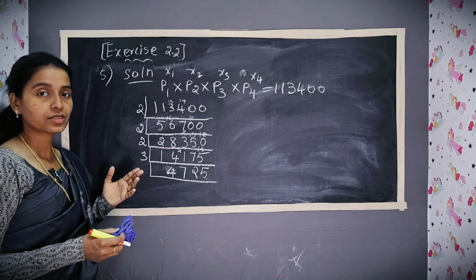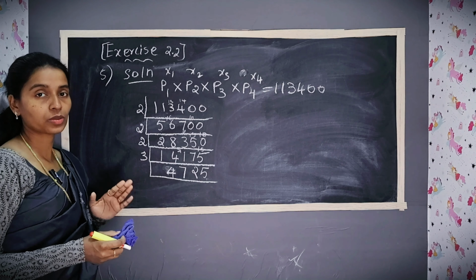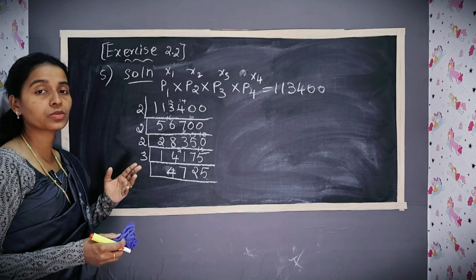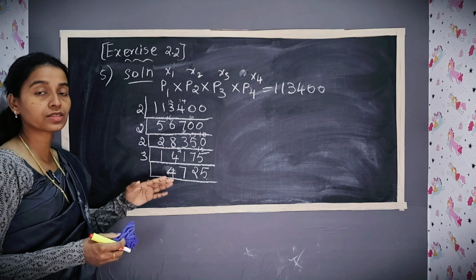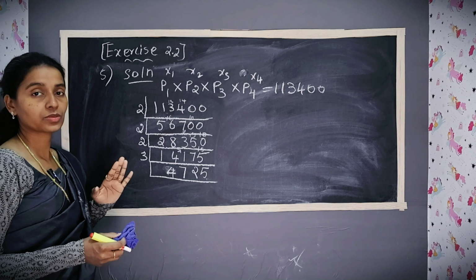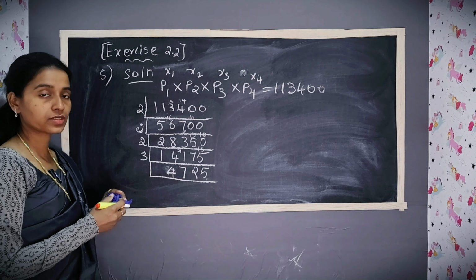So we couldn't divide this number by 2 completely. The concept is whatever number we are taking, that should completely divide this number without leaving the remainder. So I can check with 3 again.